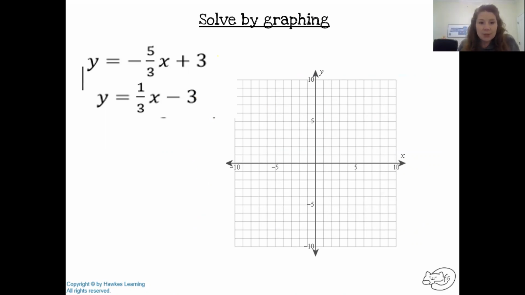All right, on the top one, we're going to start with +3, 0, +3, 1, 2, 3. And then we have a -5, that means down 5, right 3. So from here, we're going to go down 5. Where's my pen? 1, 2, 3, 4, 5. 1, 2, 3. I don't know if that's long enough, but we'll see.